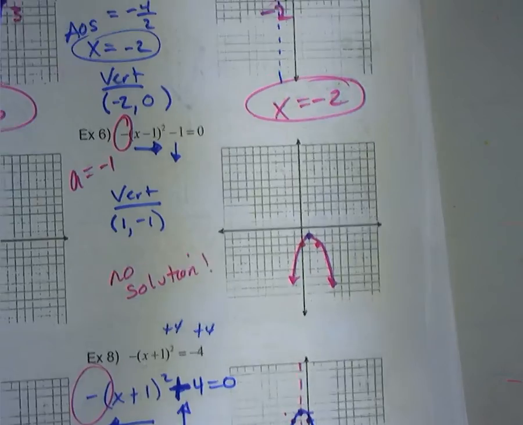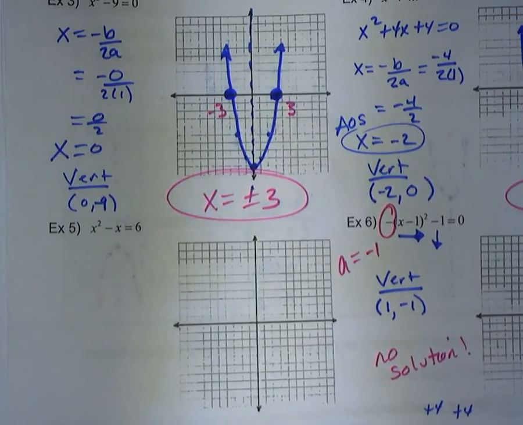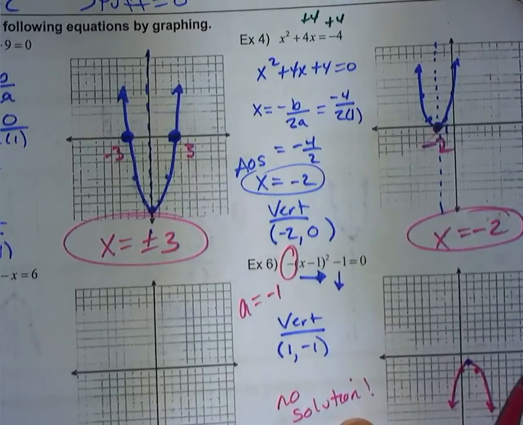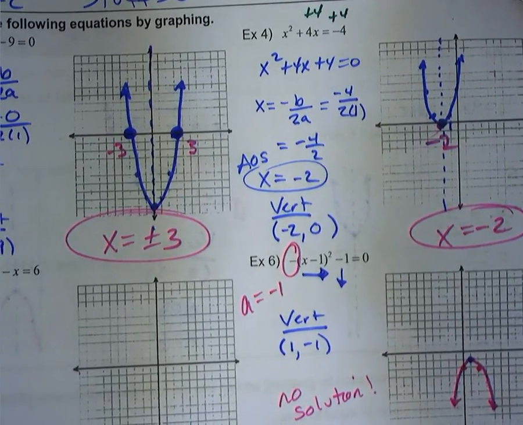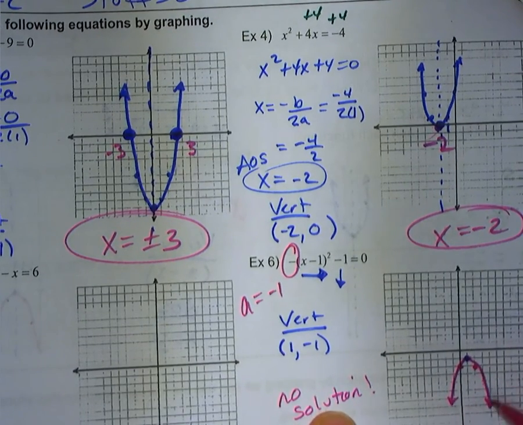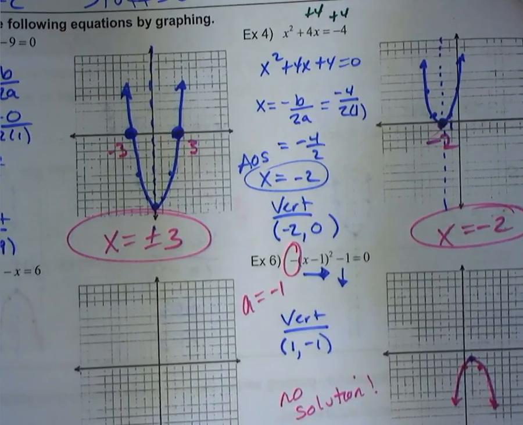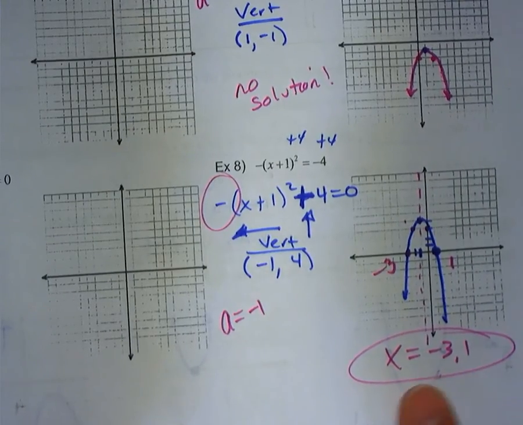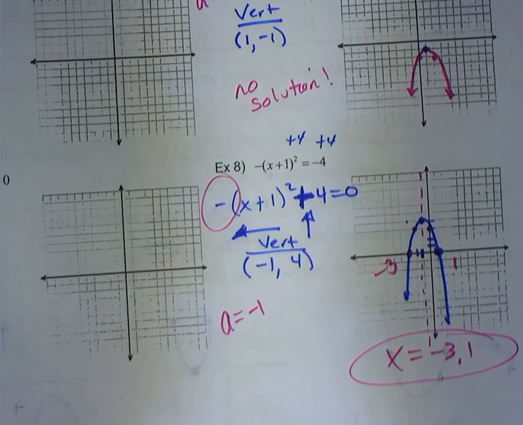Did you say it was a no solution? That's on your worksheet. For this one, yes, this is a no solution. On your worksheet, we're going to eliminate that one. You don't have to do number 6 on the worksheet. But this one was a no solution because it doesn't touch or cross the x-axis. Yep. Number 8, the last one we did, yes, that is a solution. In fact, we have 2 of them. Intersects in 2 different spots.